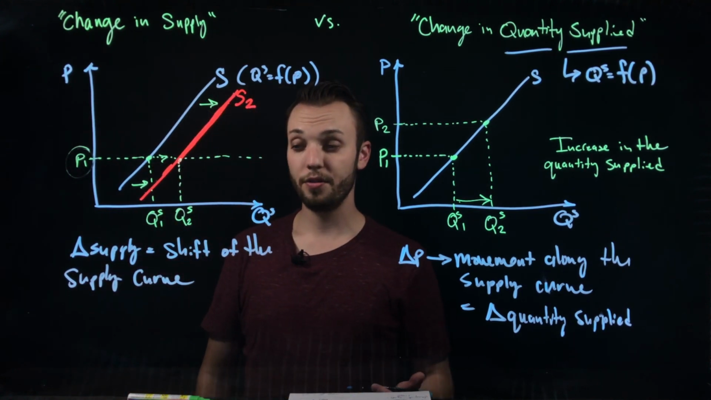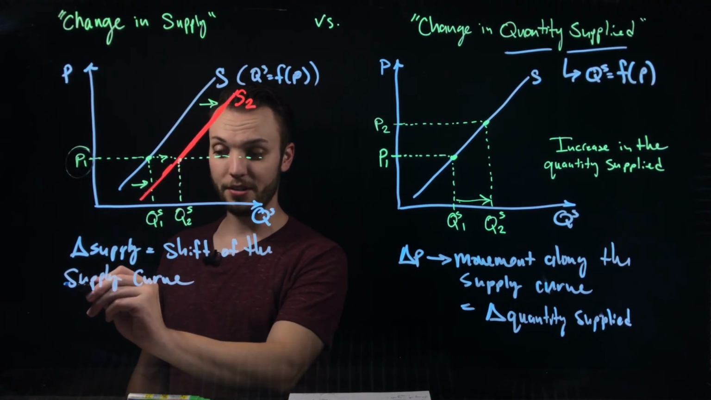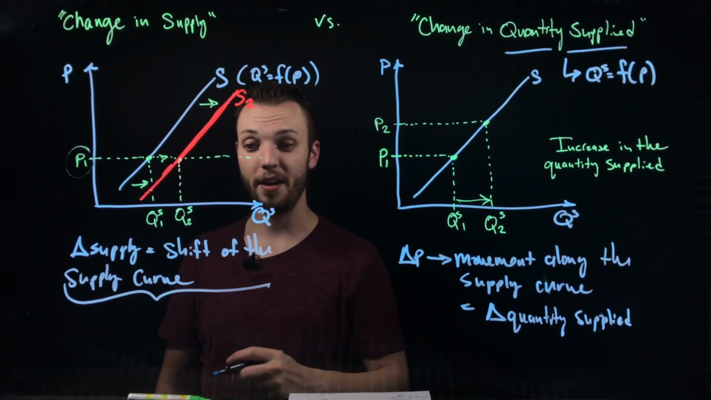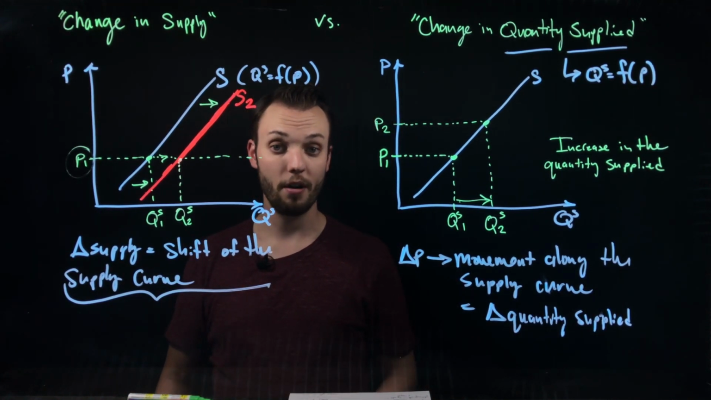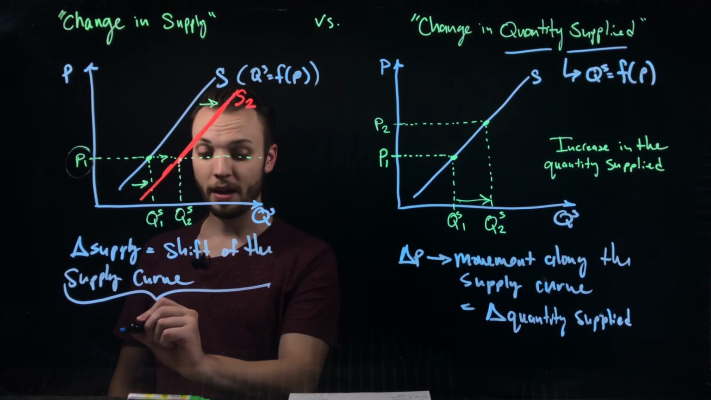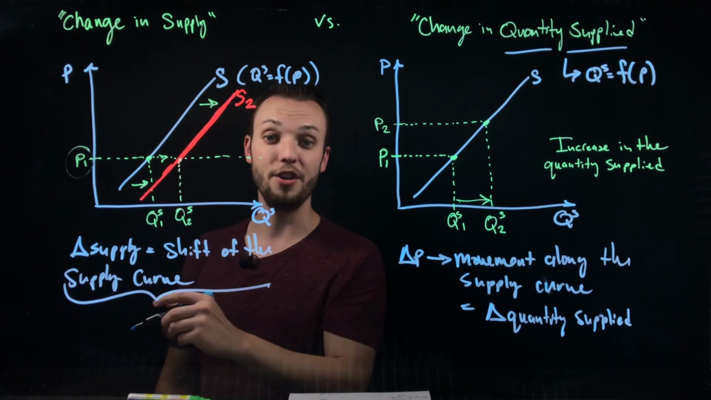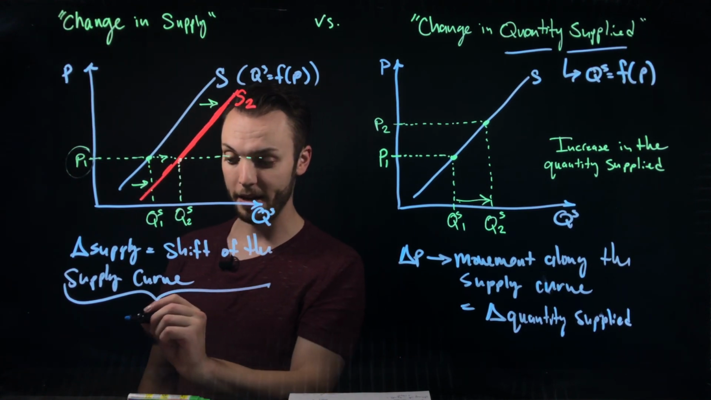Okay, so the next question is, well, what determines this shift, or what causes the supply curve to shift such that we have a higher quantity or a lower quantity supplied at every given price? And those are going to be all the things that aren't price, all the non-price determinants of supply.